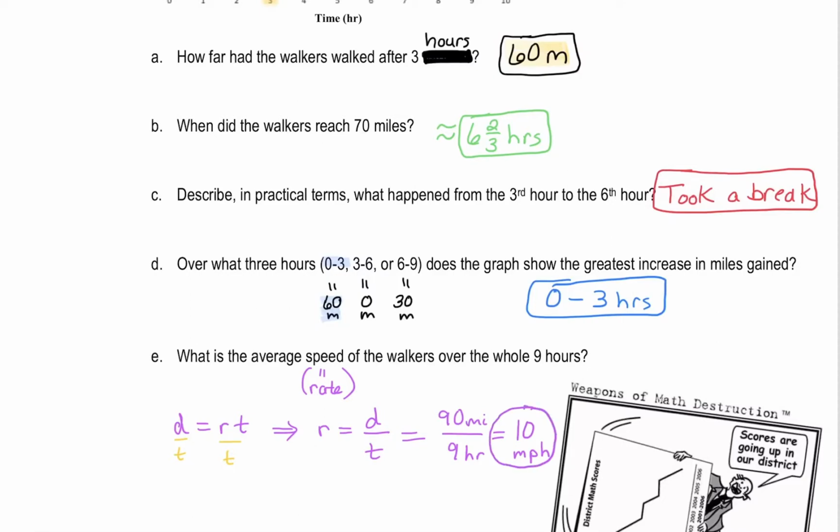Obviously, they were fastest in the first 3 hours. They didn't do anything in the second 3 hours, and then they were a little slower in the last 3 hours, but on average, they averaged about 10 miles per hour.